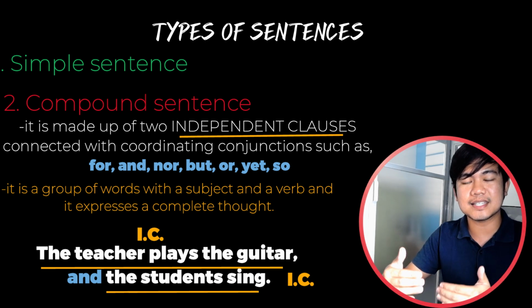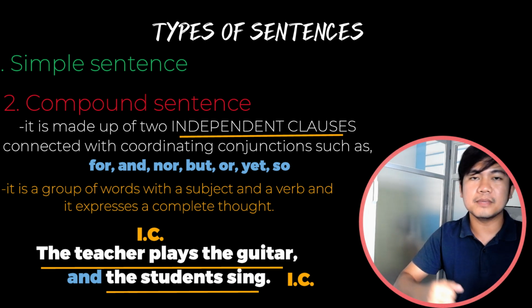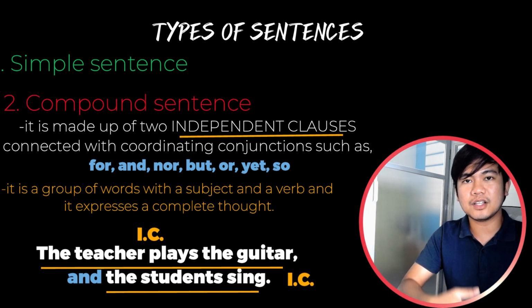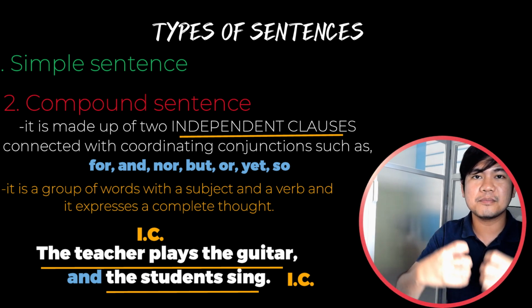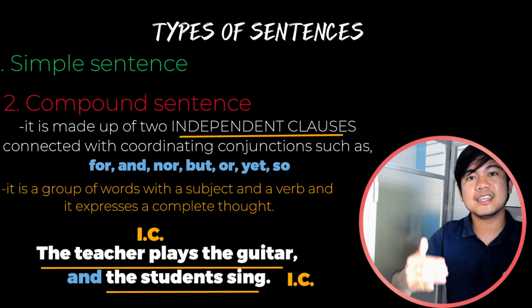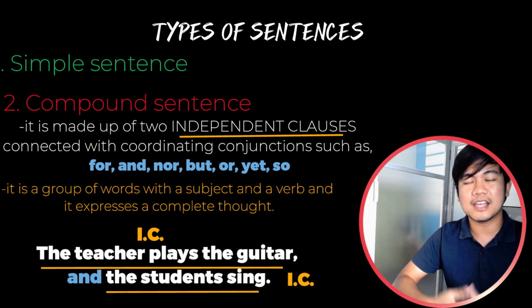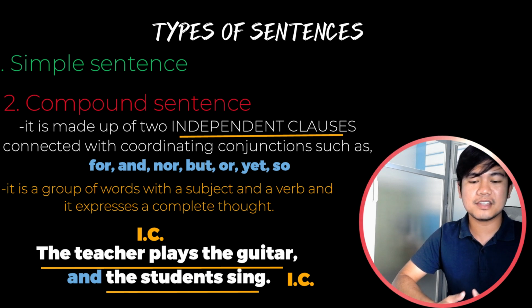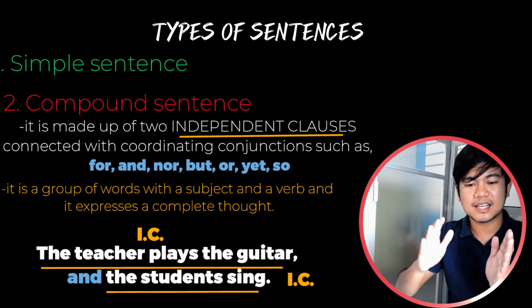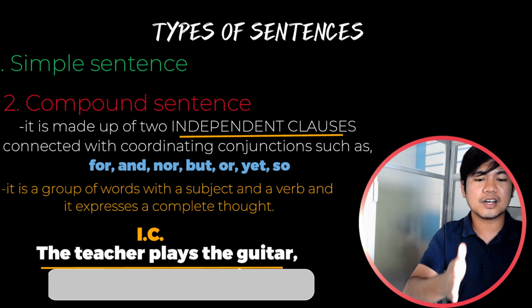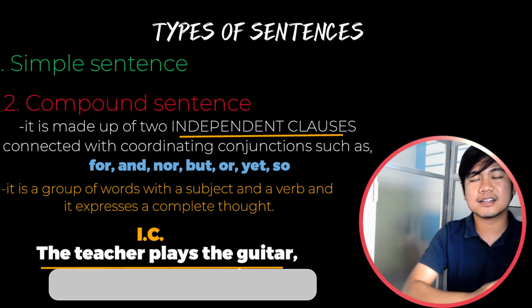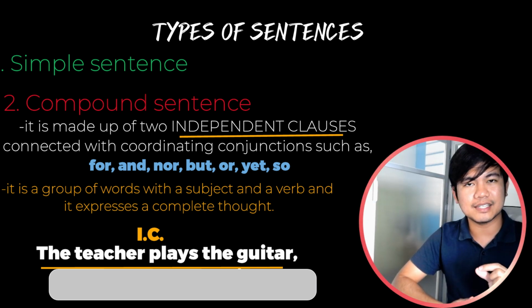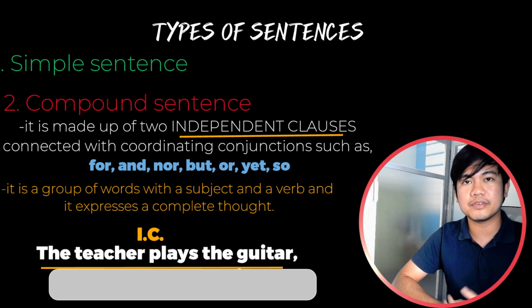It expresses a complete thought, meaning to say these two clauses do not depend on each other. They can stand alone and we can definitely understand them. Even if we omit and the students sing, the thought of the teacher plays the guitar is really clear. So that is an example of a compound sentence.